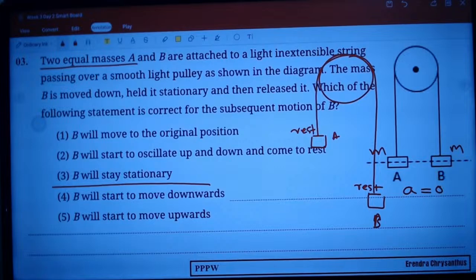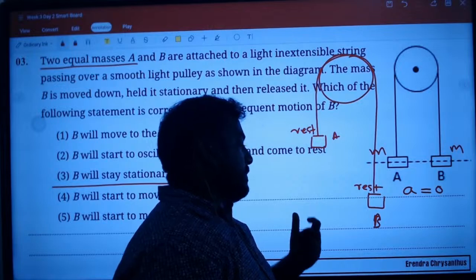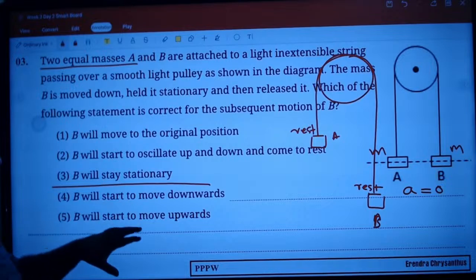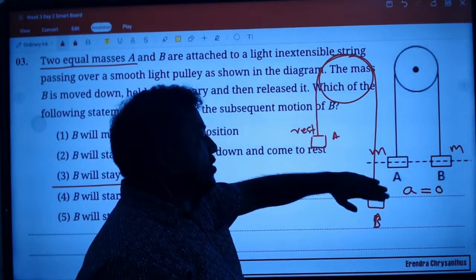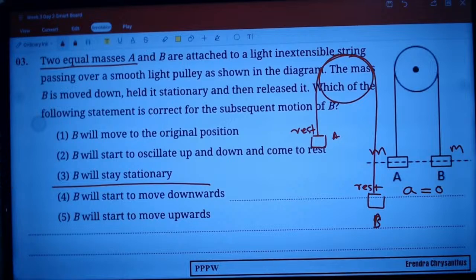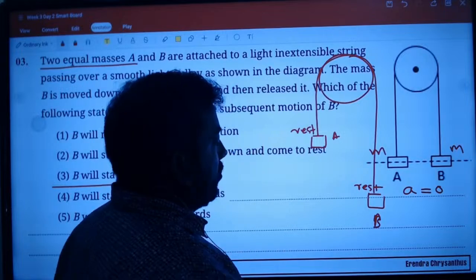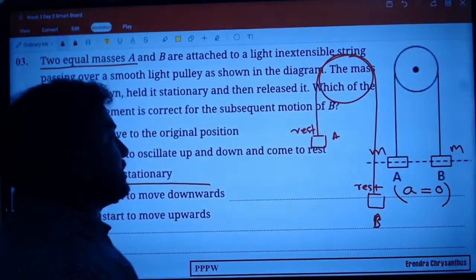Resultant acceleration will be 0. This means wherever we move object B, it cannot start to move. Therefore, it will remain at rest.